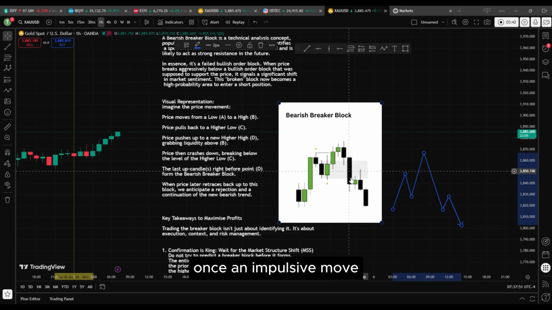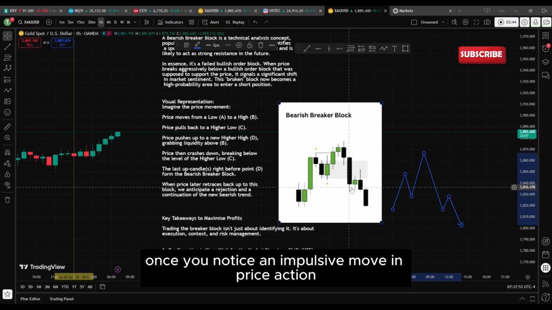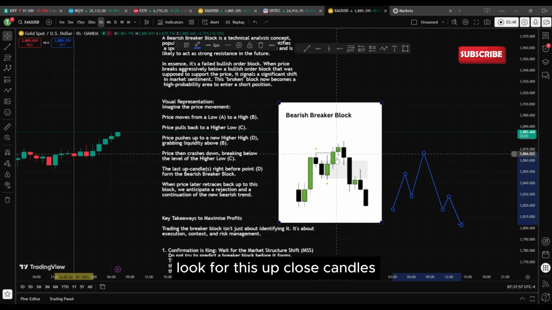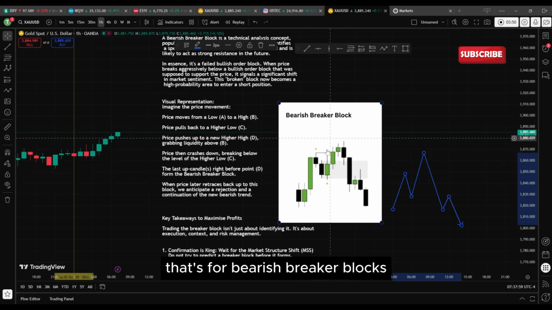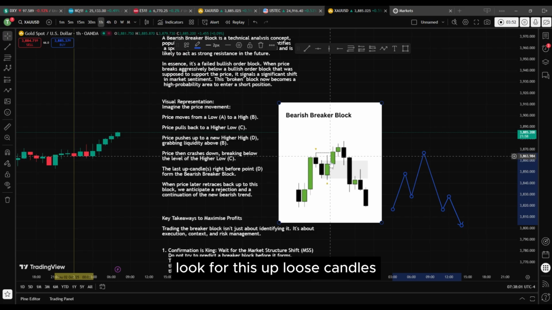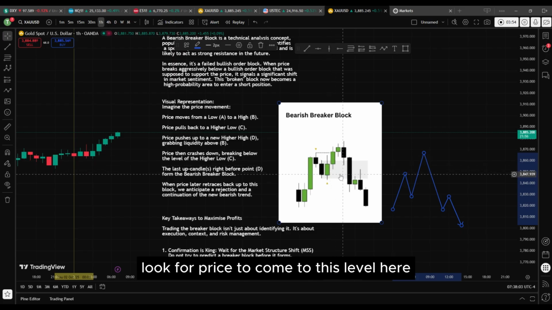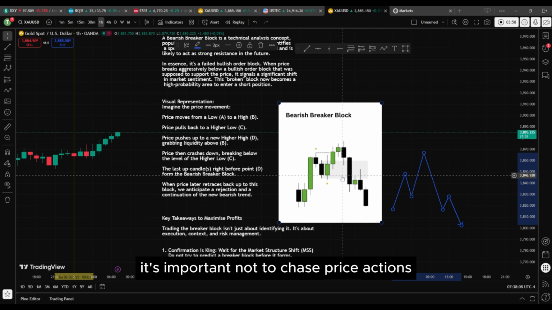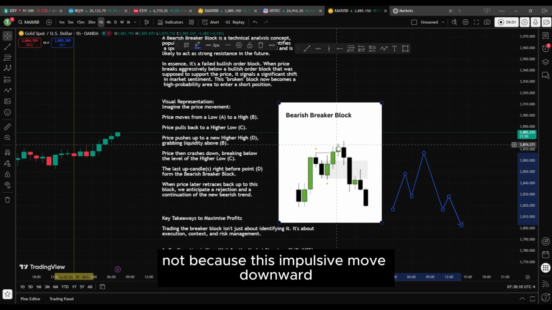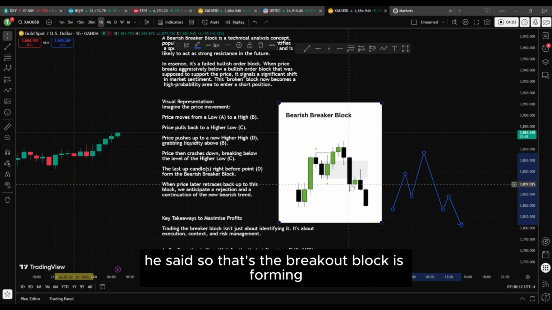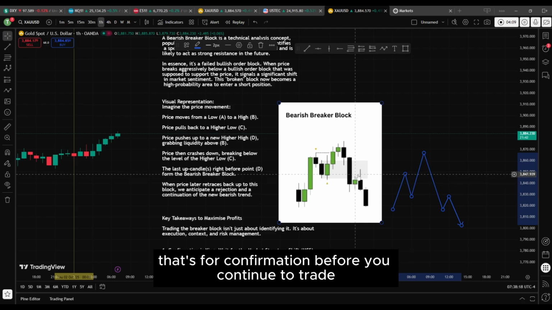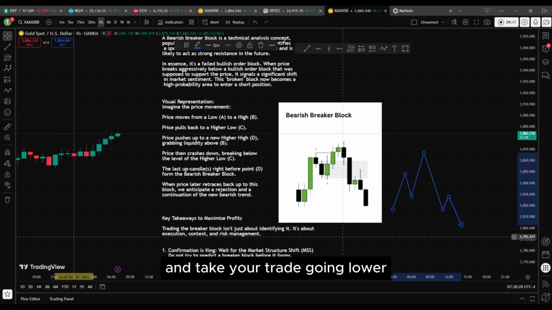Once you notice an impulsive move in price action, look for this up close candle. That's for bearish breaker blocks. Look for price to come to this level here to take liquidity before continuing lower. It's important not to chase price action. Just because this impulsive move downward happened and the breaker block is forming, don't say let's go. No, look for it to retest. That's for confirmation before you can take your trade going lower.